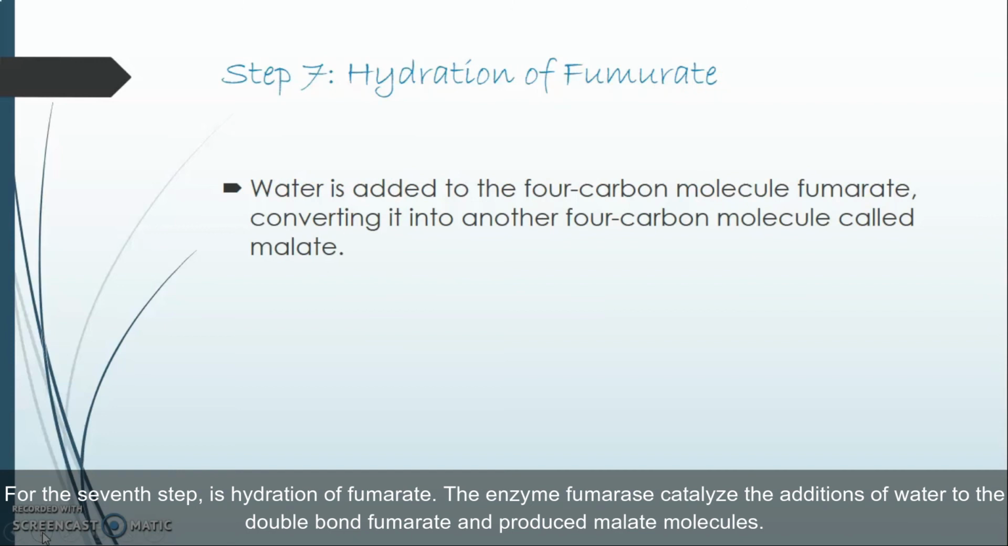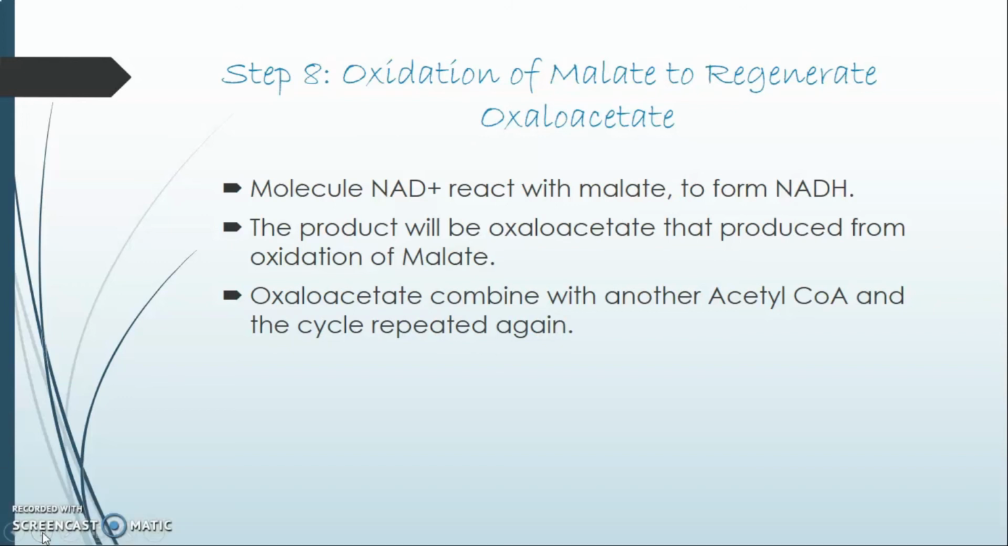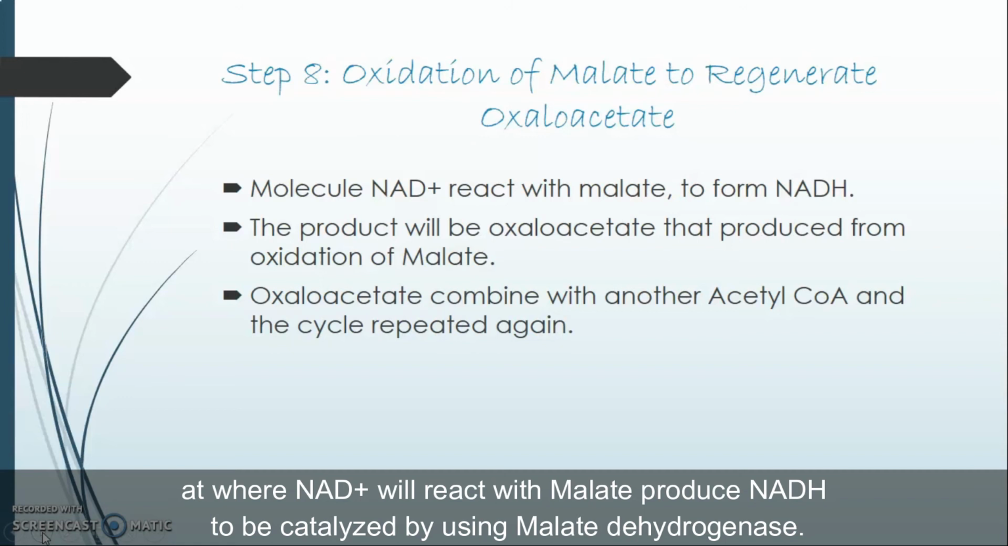The 7th step is hydration of fumarate. The enzyme fumarase catalyzes the addition of water to the double bond of fumarate and produces malate molecules. And the last step is oxidation of malate to regenerate oxaloacetate. This is the 4th redox reaction of the cycle, where NAD+ will react with malate to produce NADH. It will be catalyzed by malate dehydrogenase.